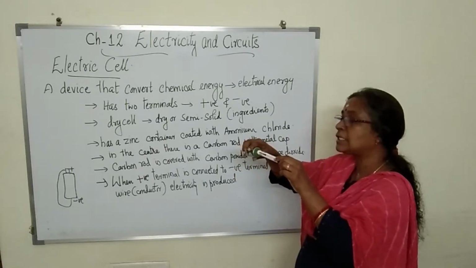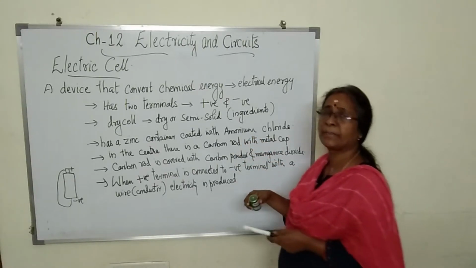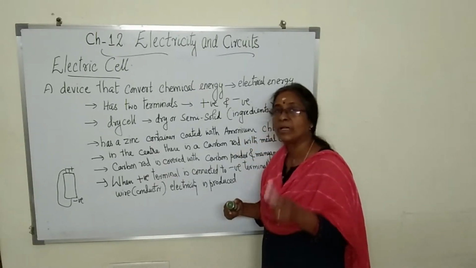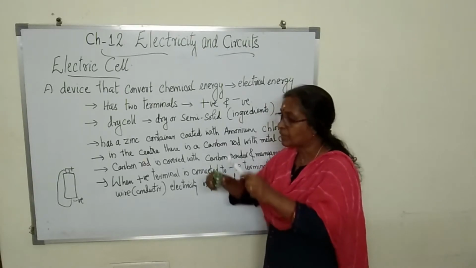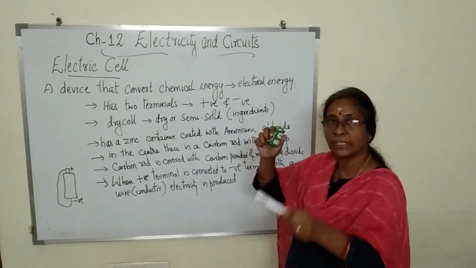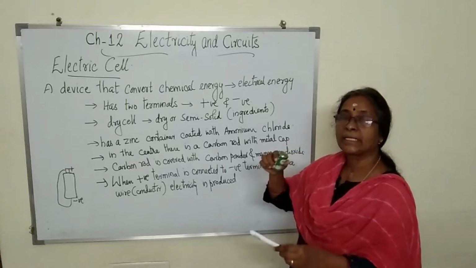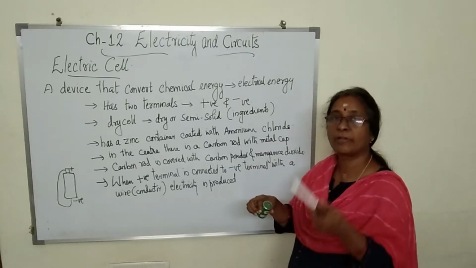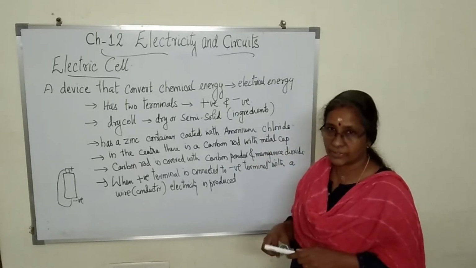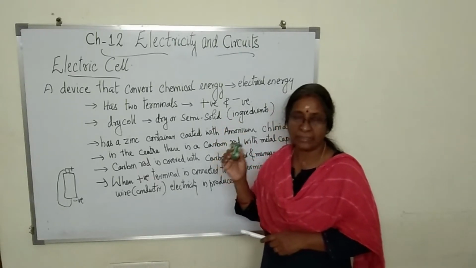Now when you connect the positive terminal with the help of a conductor, conductor means any material which will allow electricity to pass through it, so when you connect it with a wire from the positive to the negative, what happens? There will be electricity produced, or there will be a flow of electric charges. So this is how an electric cell works.